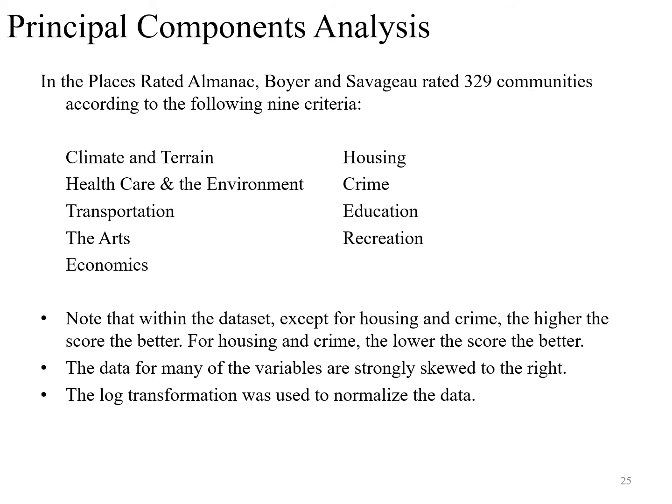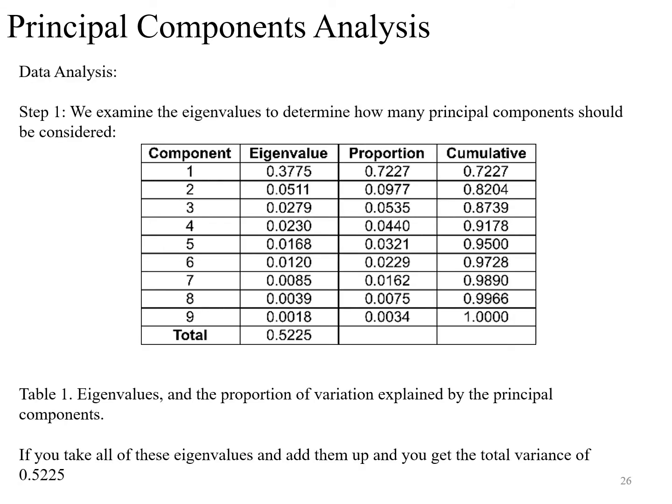The data for many of these variables is strongly skewed to the right, and so a log transformation was used to normalize the data before they did the principal components. So the first thing you can do is look at the eigenvalues, and the eigenvalues are going to tell you how much variance is associated with each component. So here we have eigenvalues, and they start at 0.3775. That's the largest, for component 1.